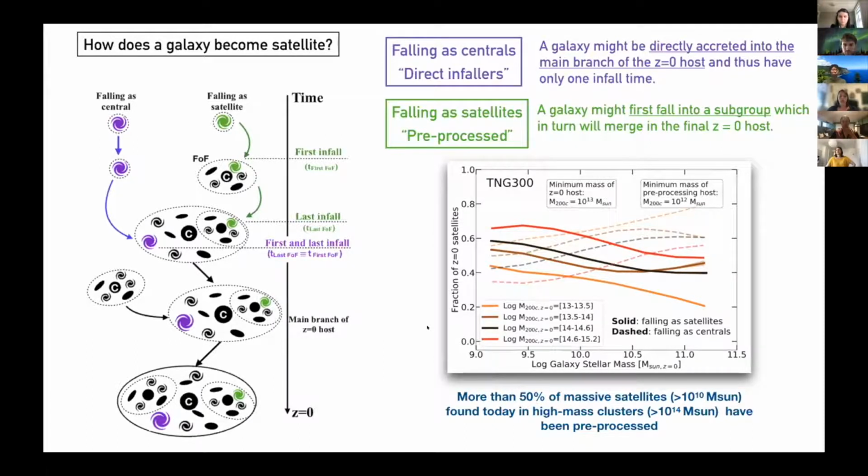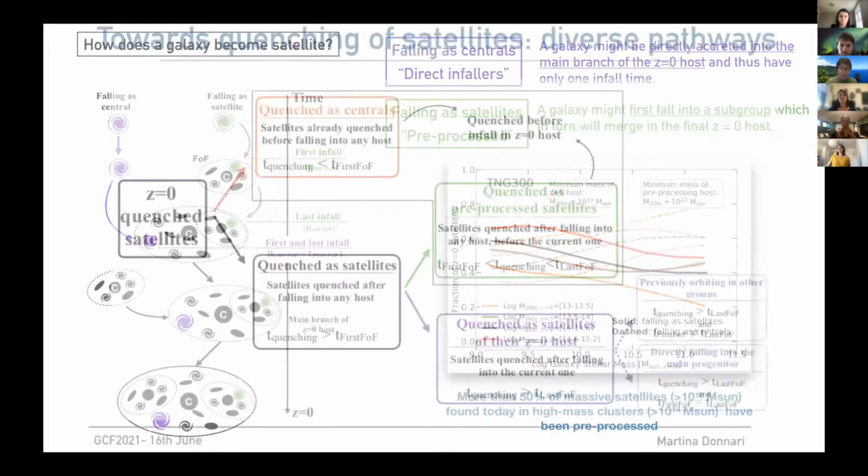So if you ask whether the fraction of redshift 0 pre-processed satellites is a function of galaxy stellar mass and host mass, the answer is basically yes. Because here you can see that roughly 50% of massive satellites that are found today in high mass clusters have been preprocessed. And of course, this is basically due to the hierarchical growth of structures.